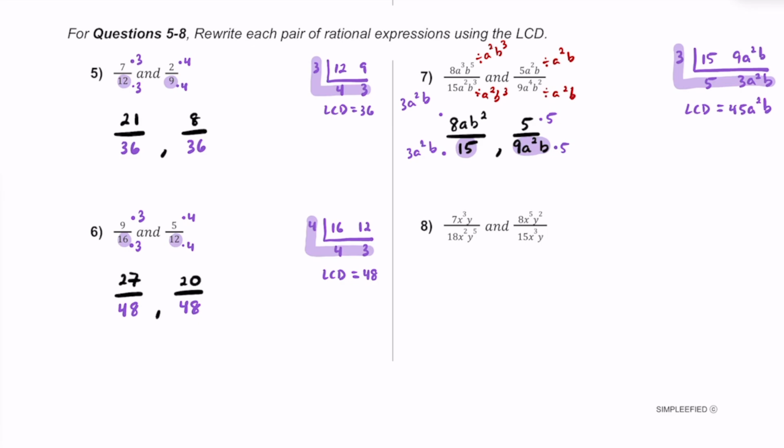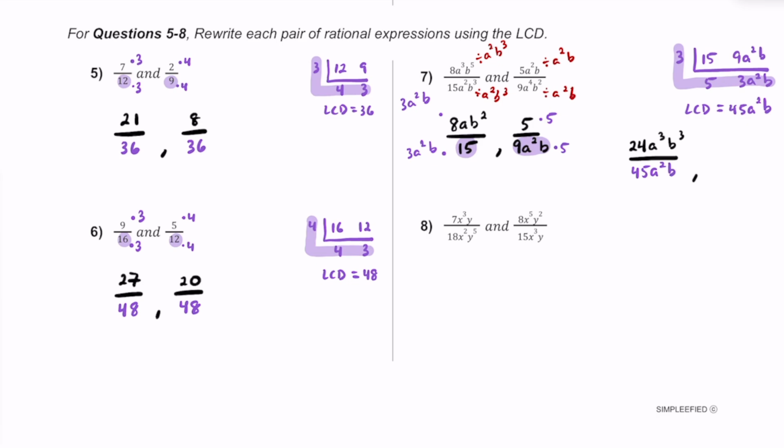Well, if we multiply this 3a squared b by this 8ab squared, 3 times 8 is going to be 24. A squared times a is going to be a to the third power, and then b times b squared is going to be b to the third power. And of course, this is going to be on top of our LCD that we got, which we said was 45a squared b. All right, that's that first fraction.